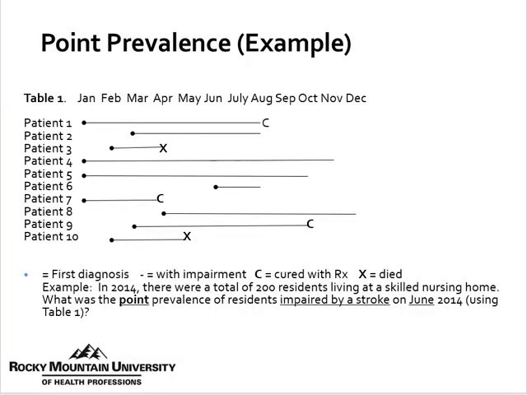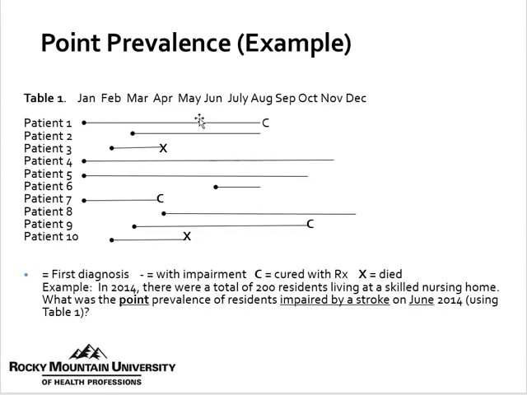Here's a point prevalence example. In 2014, there were 200 residents located in a skilled nursing facility, a skilled nursing home. What is the point prevalence of the residents who were impaired by a stroke in June of 2014? If we use table 1 here, we see that there are 10 people represented. We can assume that the other 190 residents are free from disease.